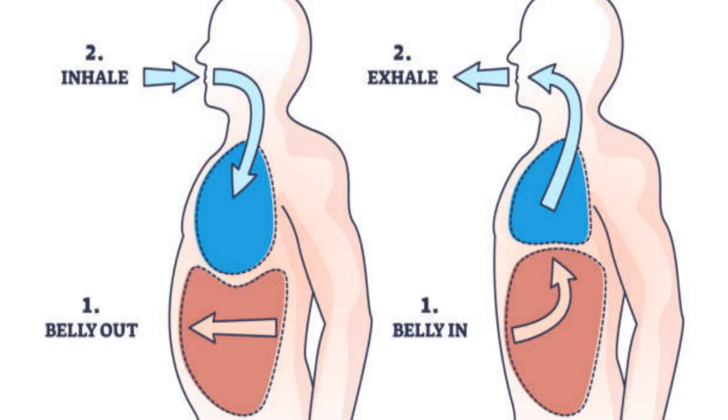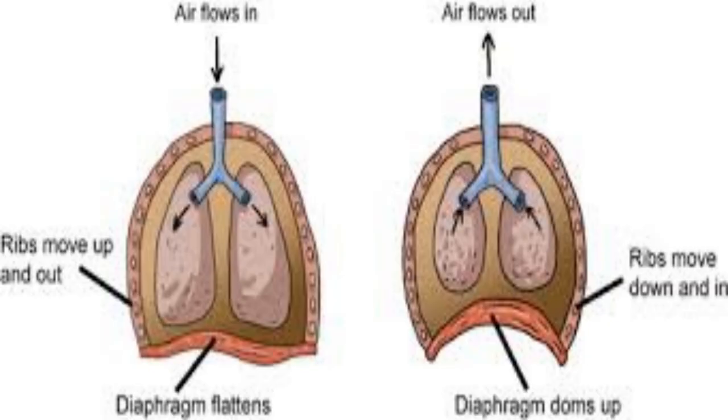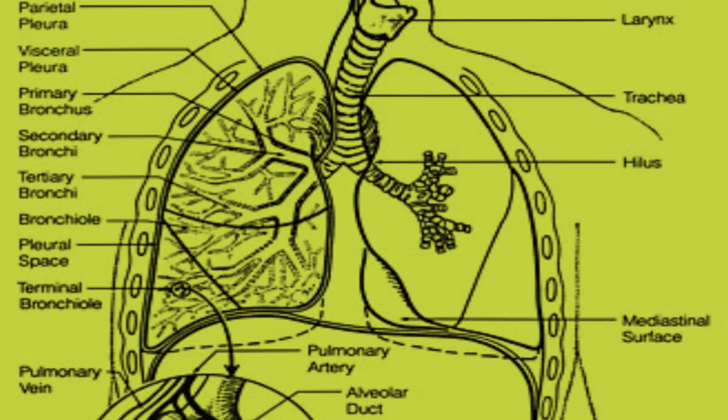or exhalation. The diaphragm and intercostal muscles relax. The thoracic cavity volume decreases, increasing pressure inside the lungs. This forces air out of the lungs.